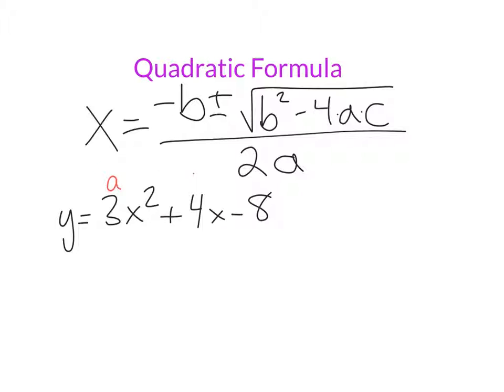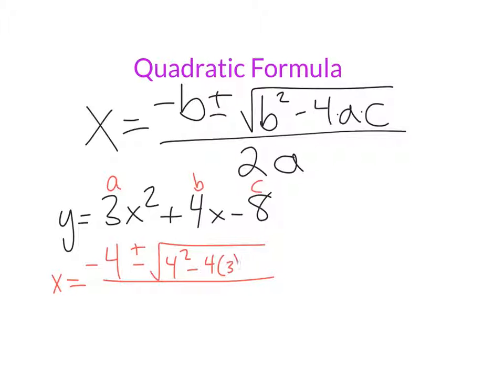So this is my a, this is my b, and this is my c. When I plug that in, it's negative b, so negative 4. If that 4 was negative, it would change to positive, right? Plus or minus, and this is now x equals the square root of b squared minus 4 times a, so times 3, times c, which is negative 8, all over 2 times 3.